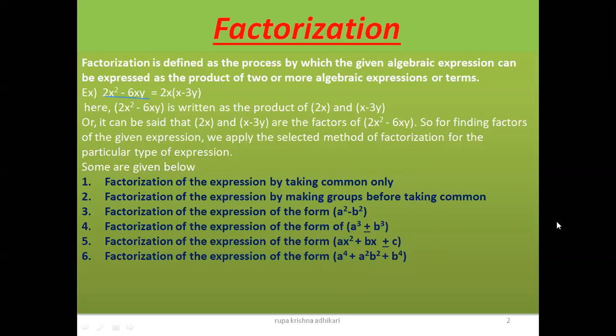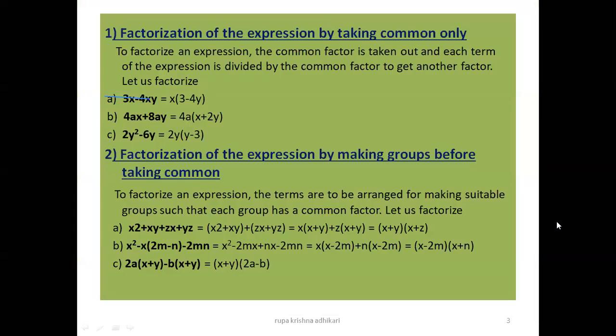So starting with the first type: factorization of the expression by taking common only. To factorize an expression, the common factor is taken out and each term of the expression is divided by the common factor to get another factor. So here I have shown 3 examples. You can see, first one, 3x minus 4xy.